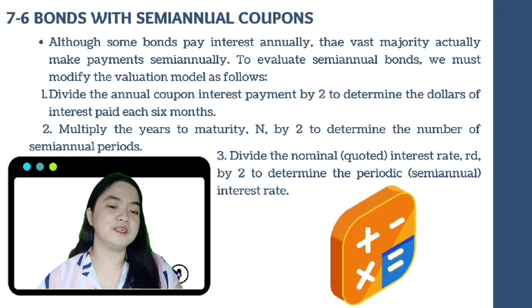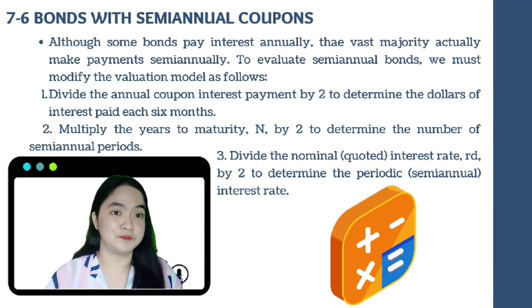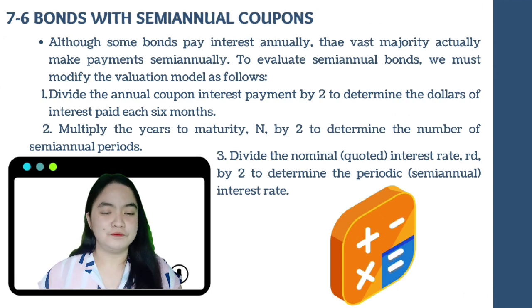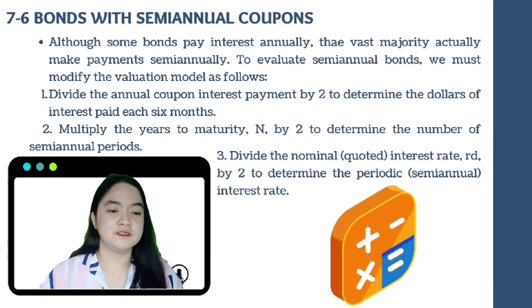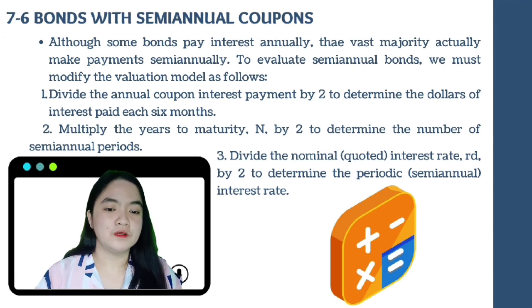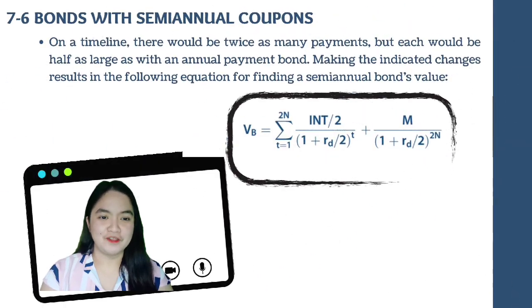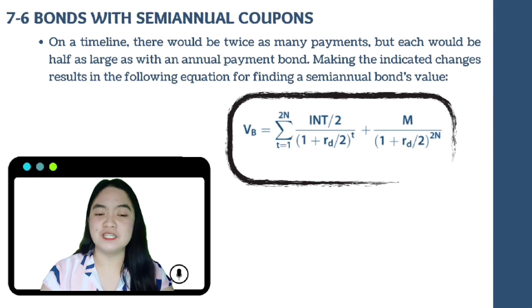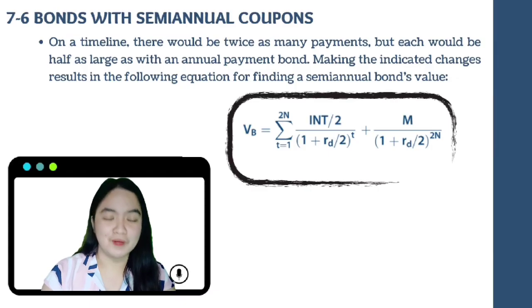1 is divide the annual coupon interest payment by 2 to determine the interest paid each 6 months. Since semi-annual bonds pay the coupon every 6 months, we divide the payment by 2 to determine the interest paid each 6 months. The second is multiply the years to maturity by 2 to determine the number of semi-annual coupons or semi-annual periods. The third is divide the nominal quoted interest rate R sub D by 2 to determine the periodic semi-annual interest rate. On a timeline, there would be twice as many payments, but each would be half as large as with an annual payment bond, making the indicated changes results in the following equation for finding a semi-annual bond's value.